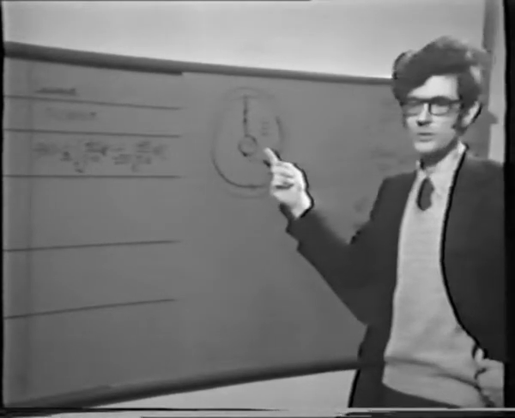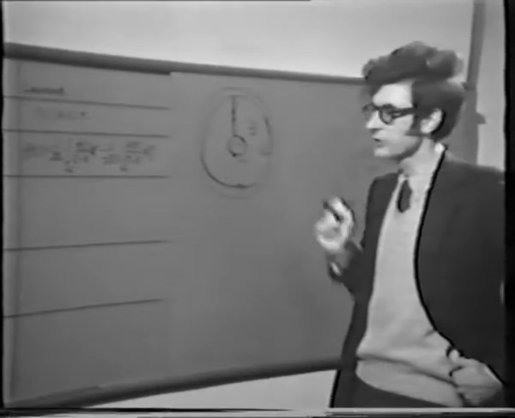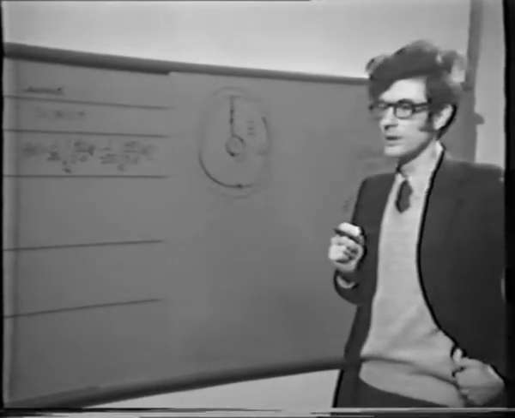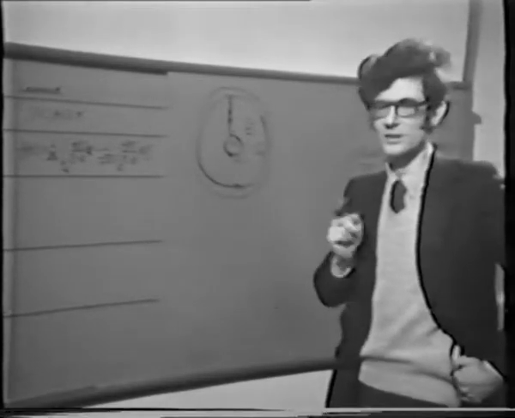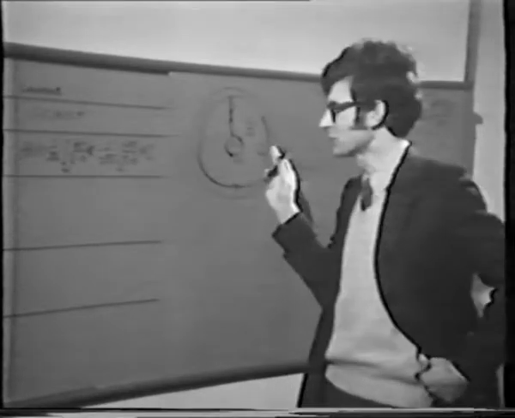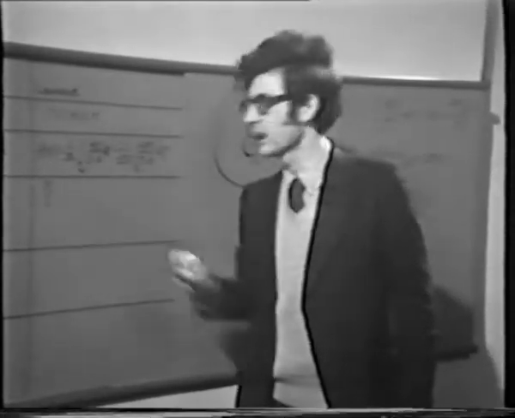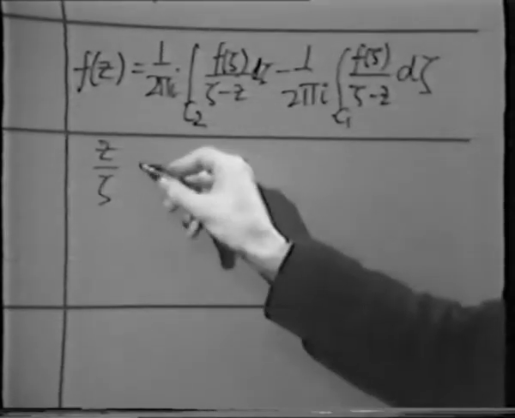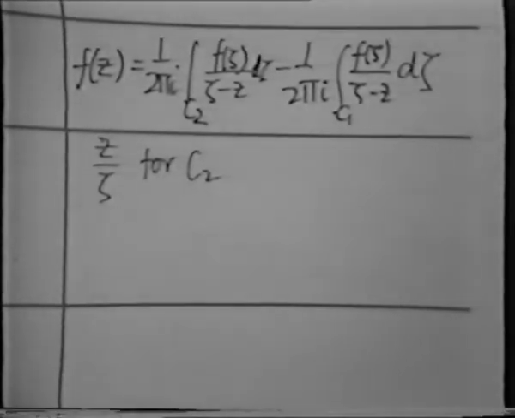This time, we've got two circles to think about. The point z, remember, lies inside C2 and outside C1. So for the circle C2, I've got to get this right, it's a bit complicated. The circle C2, then z over zeta, if zeta lies on C2 and z is inside C2, mod z over zeta would be less than 1, so we can expand in terms of z over zeta for C2.